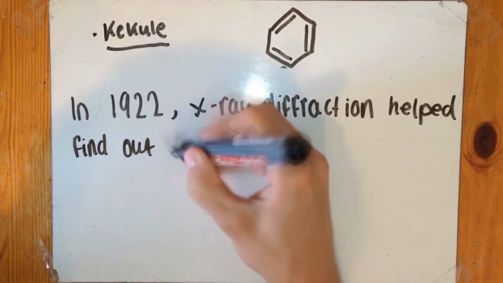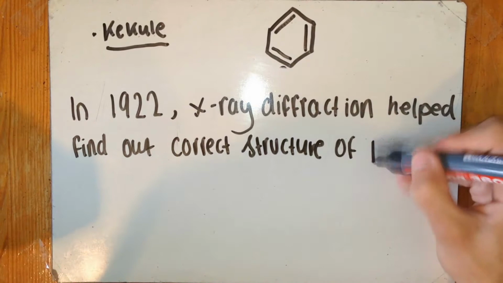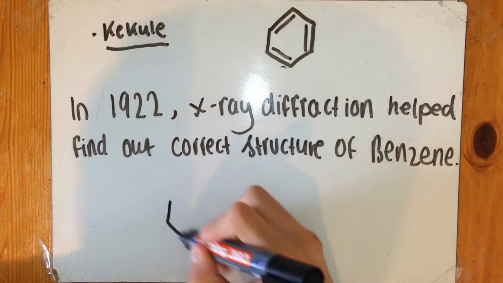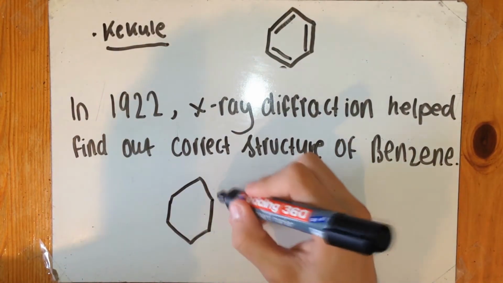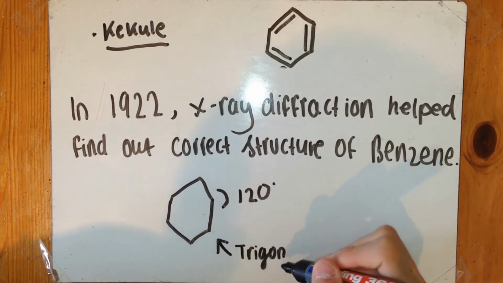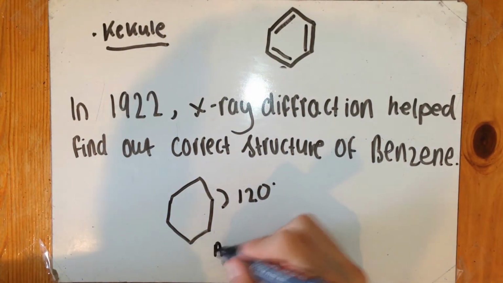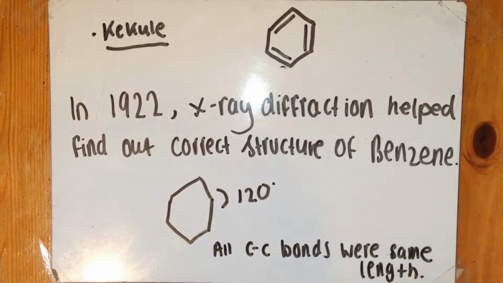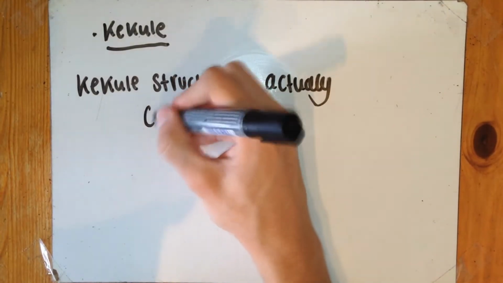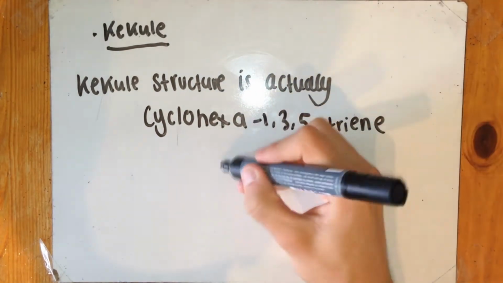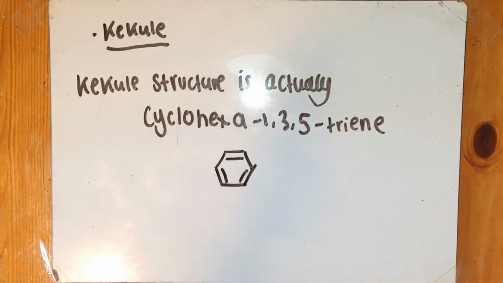In 1922, a lady named Kathleen Lonsdale used X-ray diffraction, and this helped her find out the correct structure of benzene. Using X-rays and this process, also known as X-ray crystallography, she was able to find that all the internal bond angles were the same 120 degrees, and she also found out that all the C to C bonds were the exact same length. So, systematically, Kekule's idea of benzene is actually cyclohexa-1,3,5-triene.